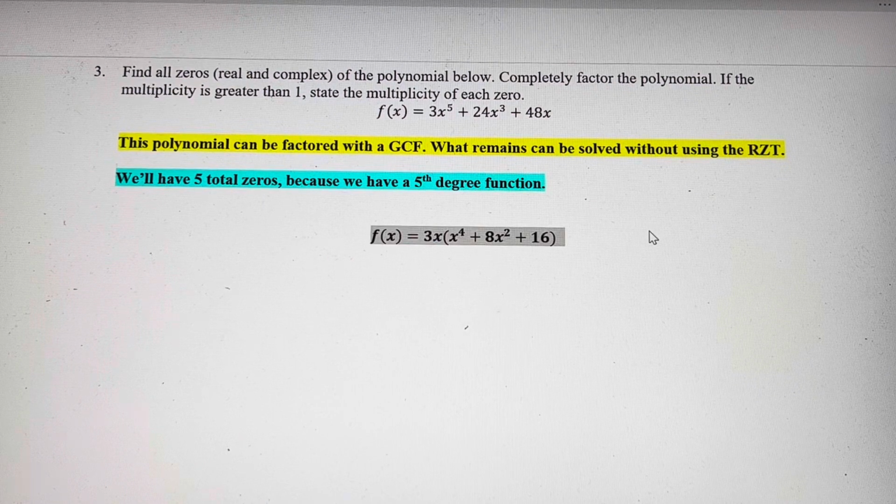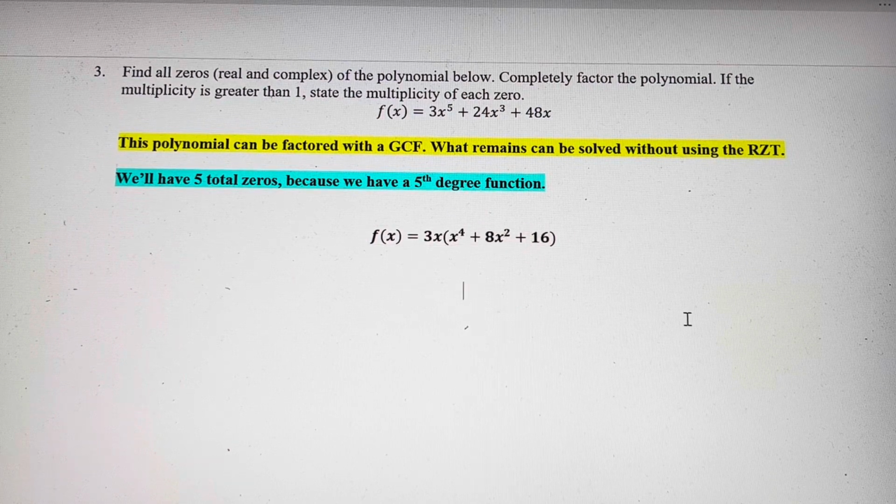All right? So we got a GCF. These are all divisible by 3x, so we want to take that out. And the trinomial that's left inside is x to the 4th plus 8x squared plus 16, okay? Hopefully you recognize this as a perfect square trinomial, okay? So this one can be factored. Otherwise, it's going to take a little bit of work trying to factor that another way.